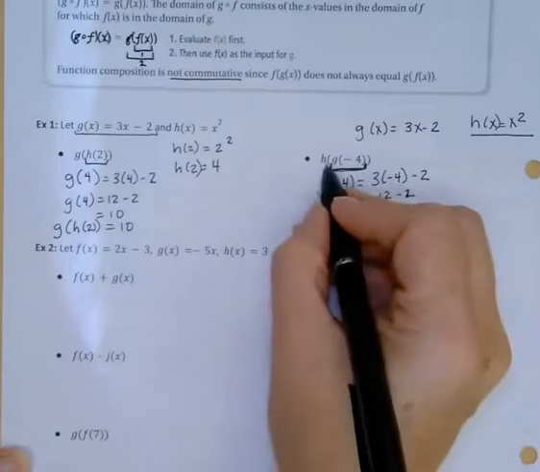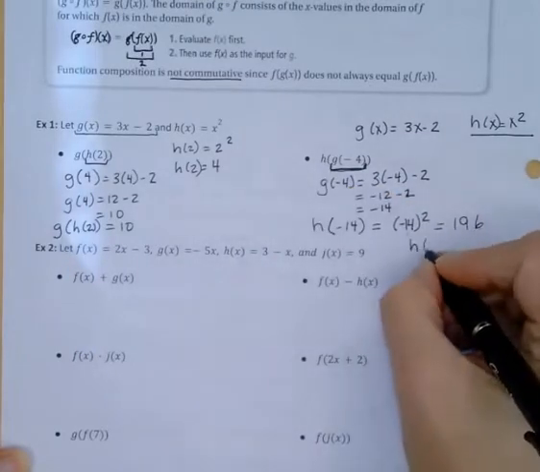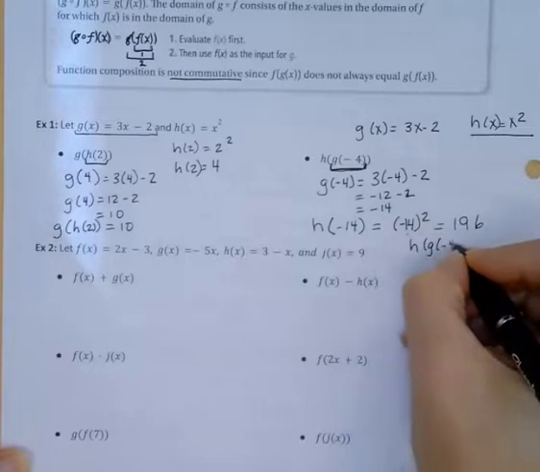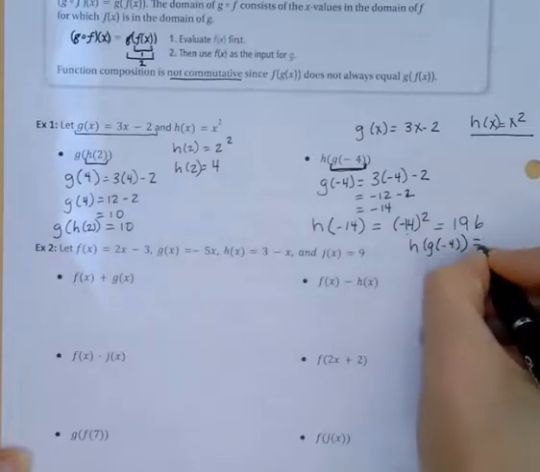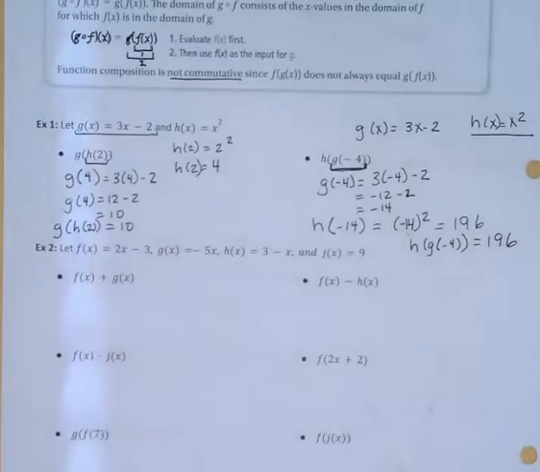So if I want to go back to my original problem, I can rewrite this and say that I know the h of the g of negative 4 all equals 196. Okay, we're going to look at example 2.